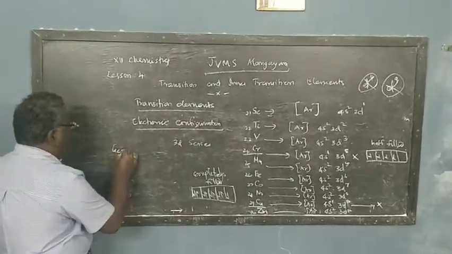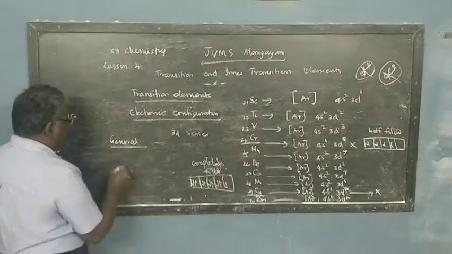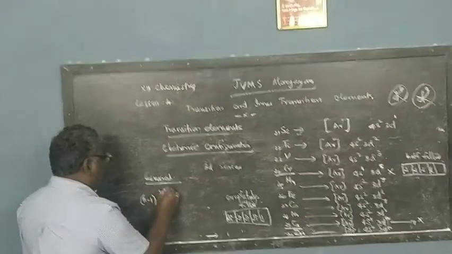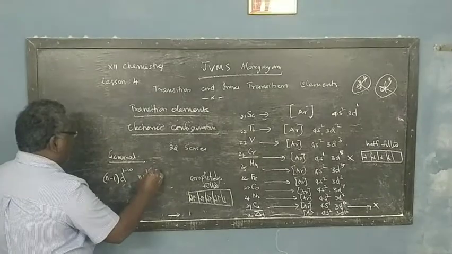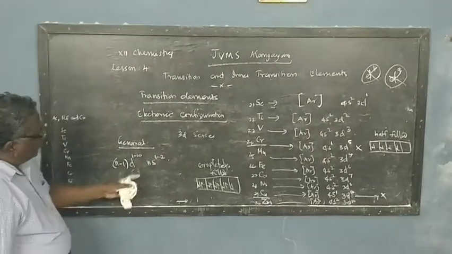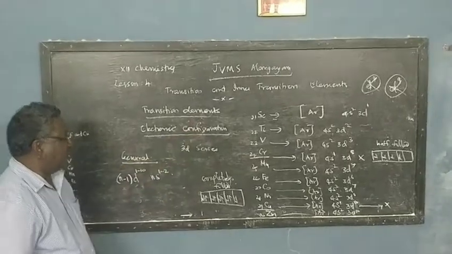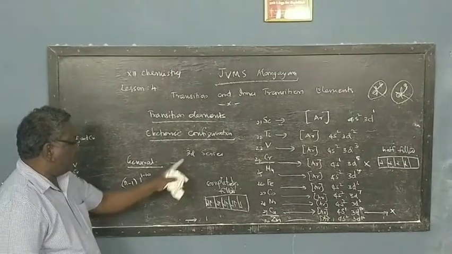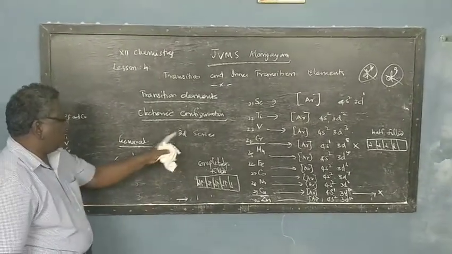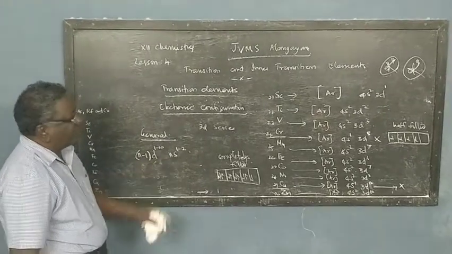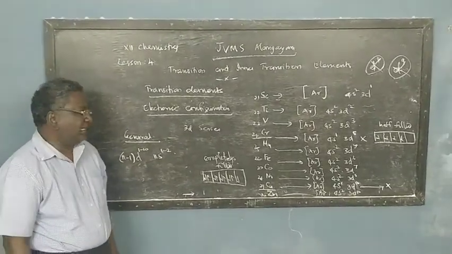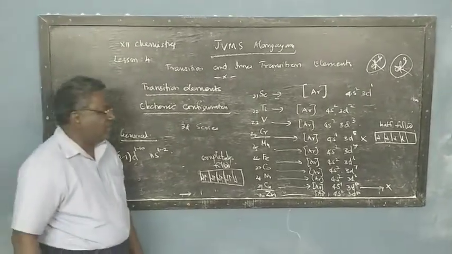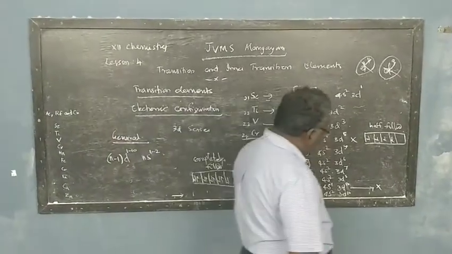Therefore, the general outermost electronic configuration is (n-1)d 1 to 10, and ns 1 to 2. This is the general outermost electronic configuration for all the transition elements. For the 3d series it will be 3 and 4. For the 4d series it is 4 and 5. For the 5d series it will be 5 and 6. For the 6d series it will be 6 and 7. So this is regarding the electronic configuration. In the electronic configuration, d4 should be avoided and d9 should be avoided.